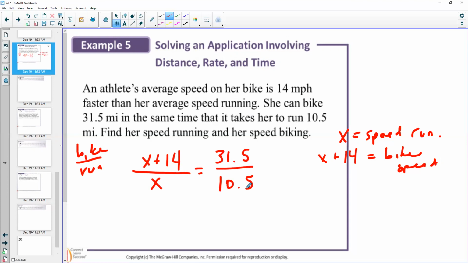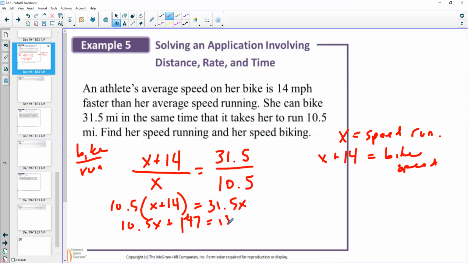Well, now we can do this, right? It's just cross multiply and divide. So I get 10.5 times x plus 14 equals 31.5x. It's just a little more complicated, right? So 10.5x plus, what's 10.5 times 14? It's 147. Equals 31.5x, sorry, I'm getting my numbers backwards.